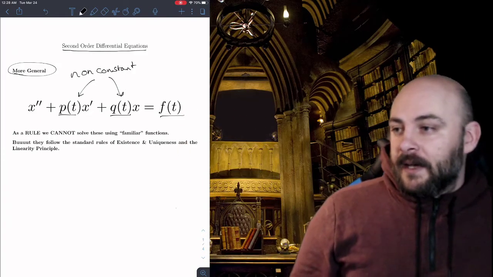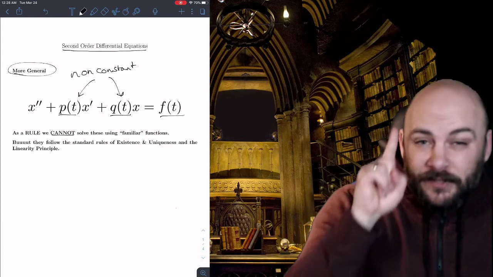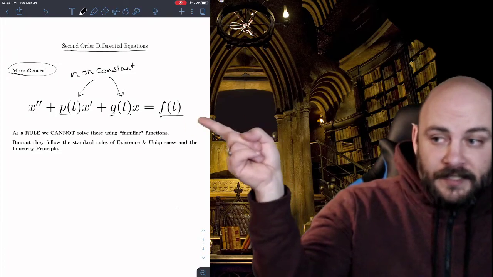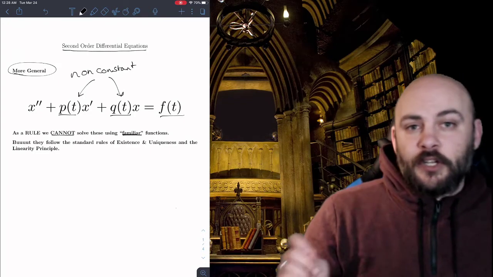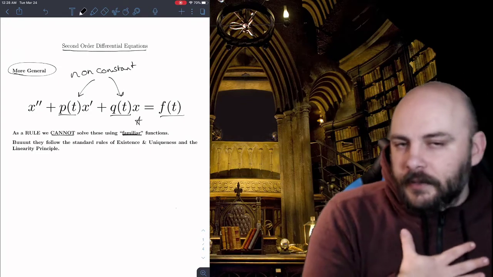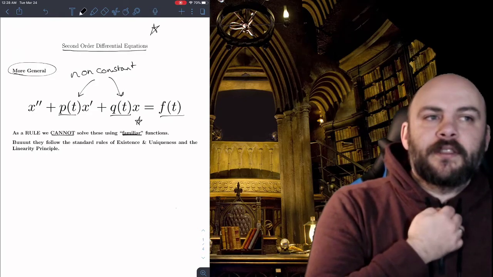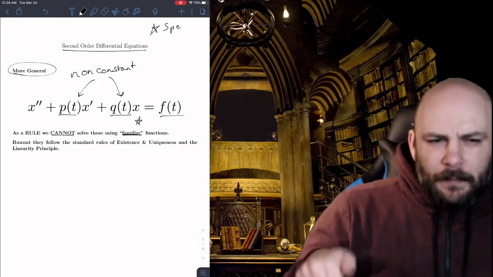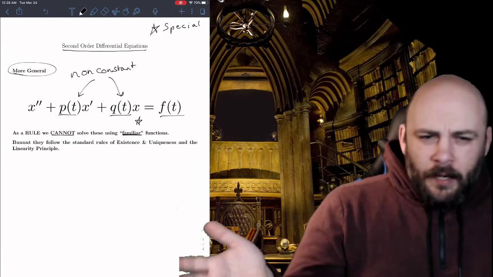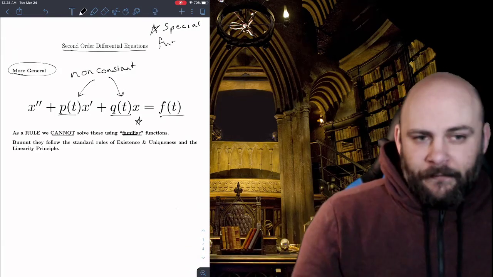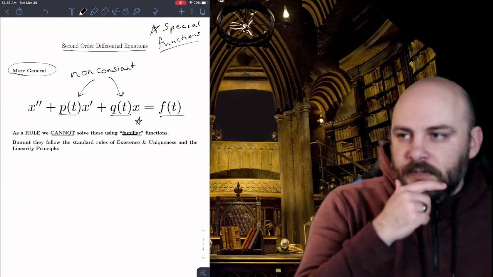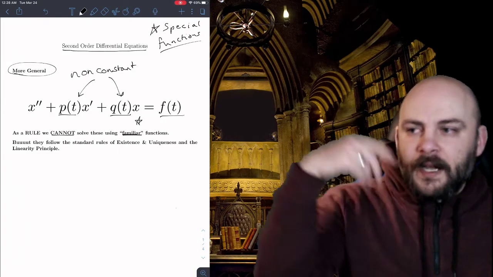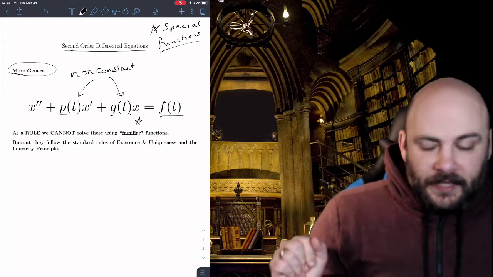Okay? Now, as a rule, even though these equations are still linear, the x's aren't kissing any other x's. They're only kissing functions of time. You cannot solve these using what we would consider familiar functions. Okay, there's these things called special functions, and I'll put a couple links below. You can really just Google them and you can find a bunch of information, but I'll put some links below of some sources that I like in the description that come about through solving equations like this.